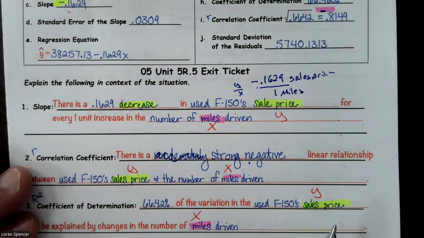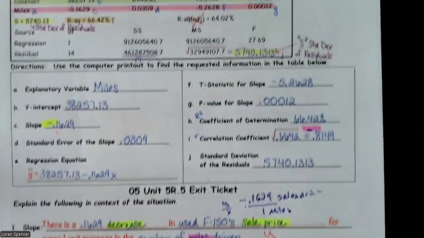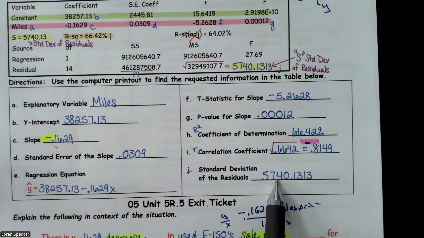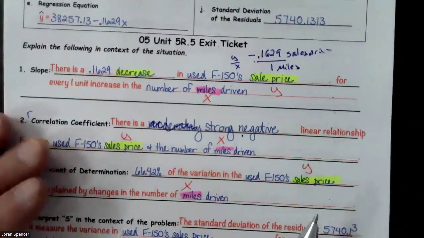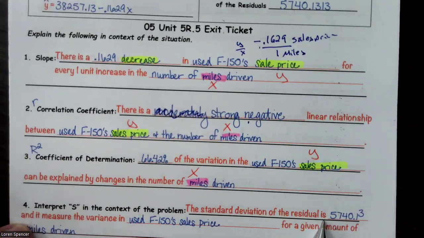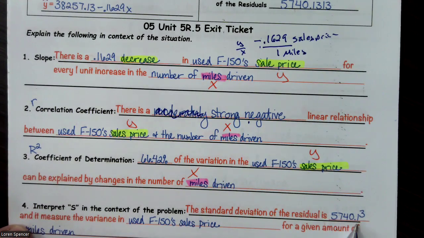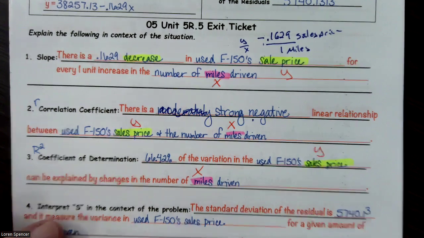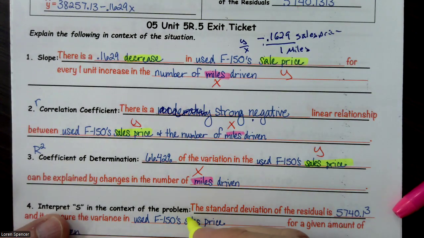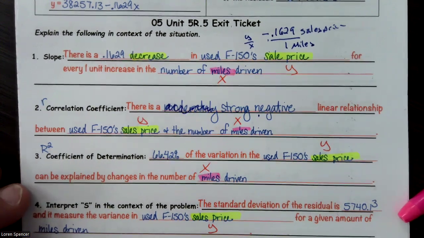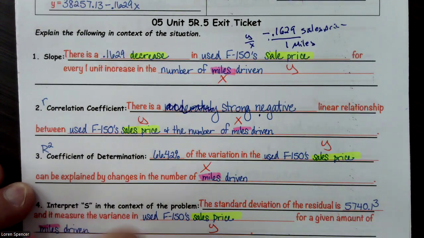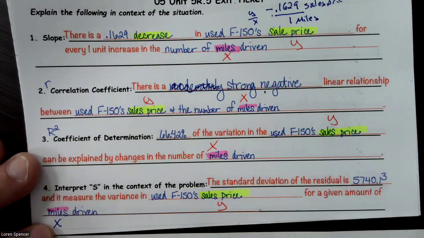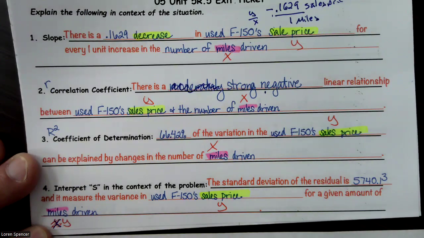Okay? The next thing it asks for is S, standard deviation of the residuals. Now make sure you're looking for standard deviation of the residuals. We said standard deviation of residuals was this big number, okay? So the standard deviation of the residuals is 5740.13, and it measures the variance in sales price, which is our Y, for a given amount of miles, which is our X. Okay? For a given amount of miles, and this happens to be our X.